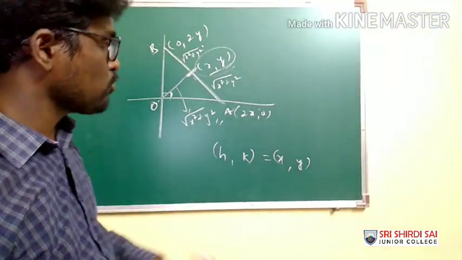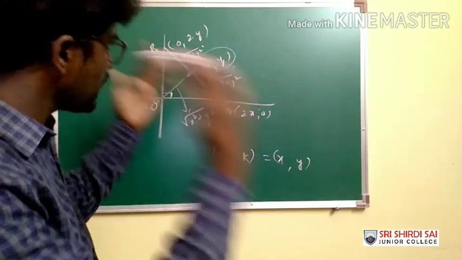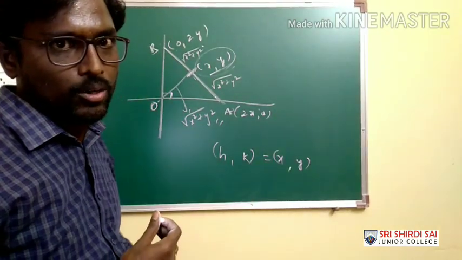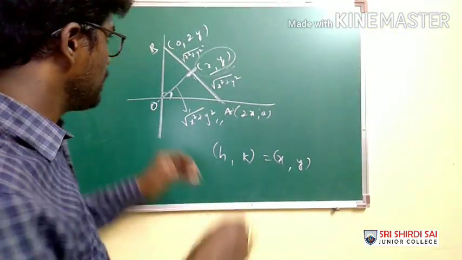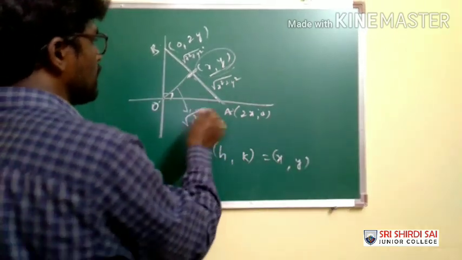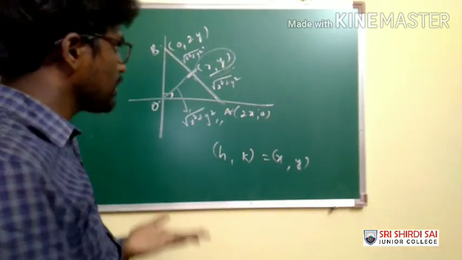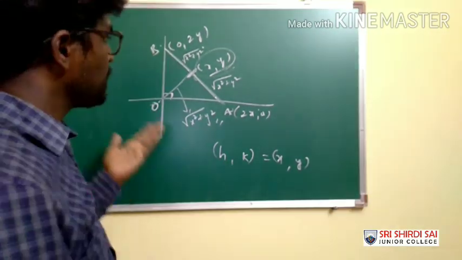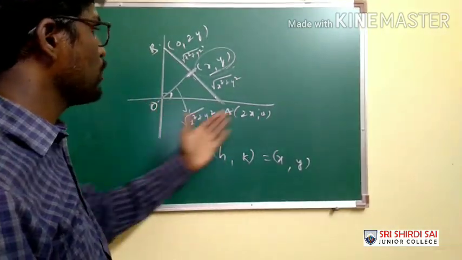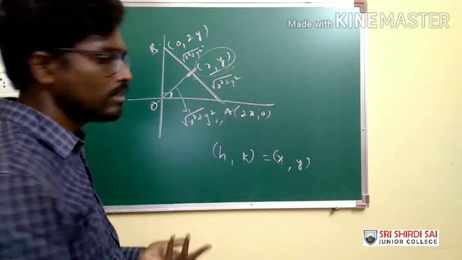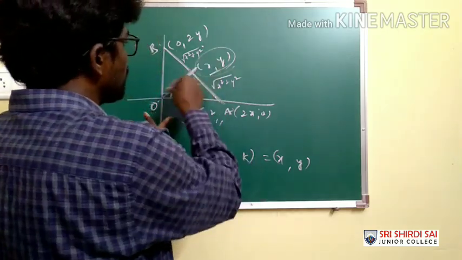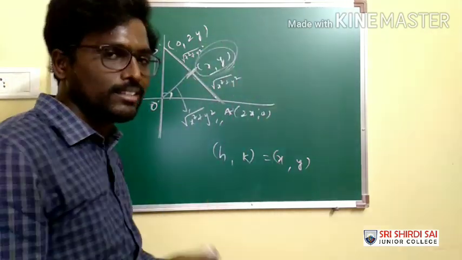Better than the approach I told you here. You think in the method of circumcenter. The circumcenter is equidistant from the vertices of the triangle A, B and O. As it is a right angle triangle, the circumcenter is obtained by the midpoint of the hypotenuse, between the coordinates (2x, 0) and (0, 2y). So with that idea, you can go ahead.